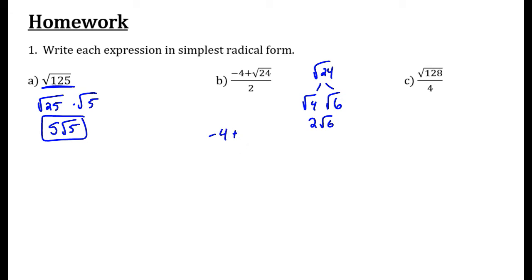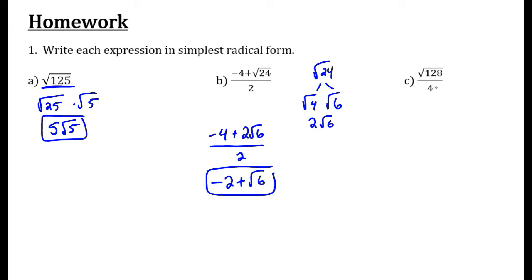Instead of calling it the square root of 24, I'm going to call it 2 radical 6 divided by 2. Well, I'm dividing each of these terms by 2, so that gives me negative 2 plus radical 6. That's written in simplest radical form.